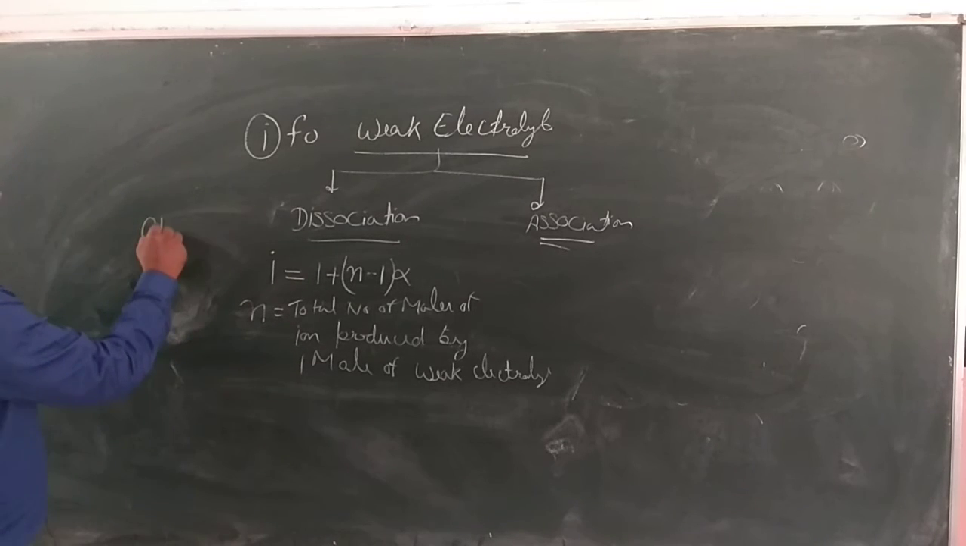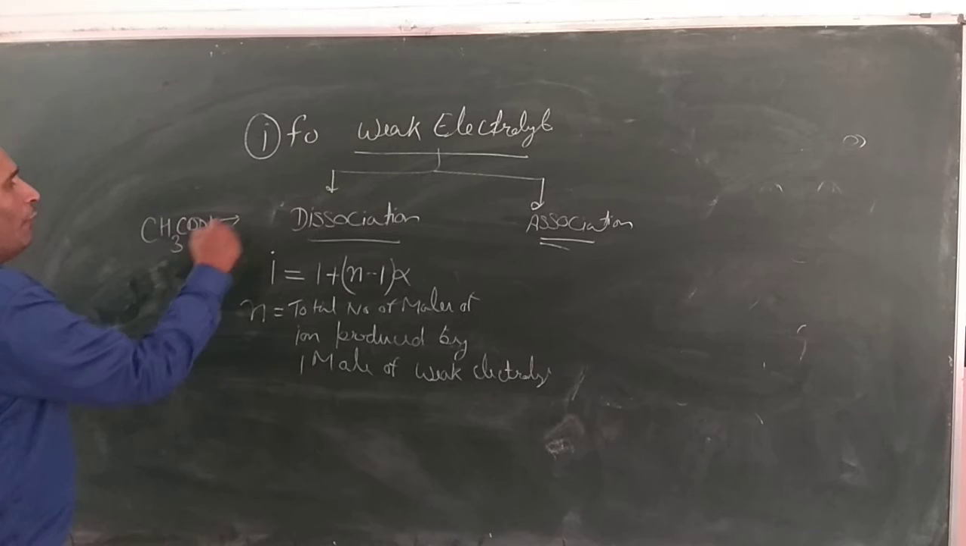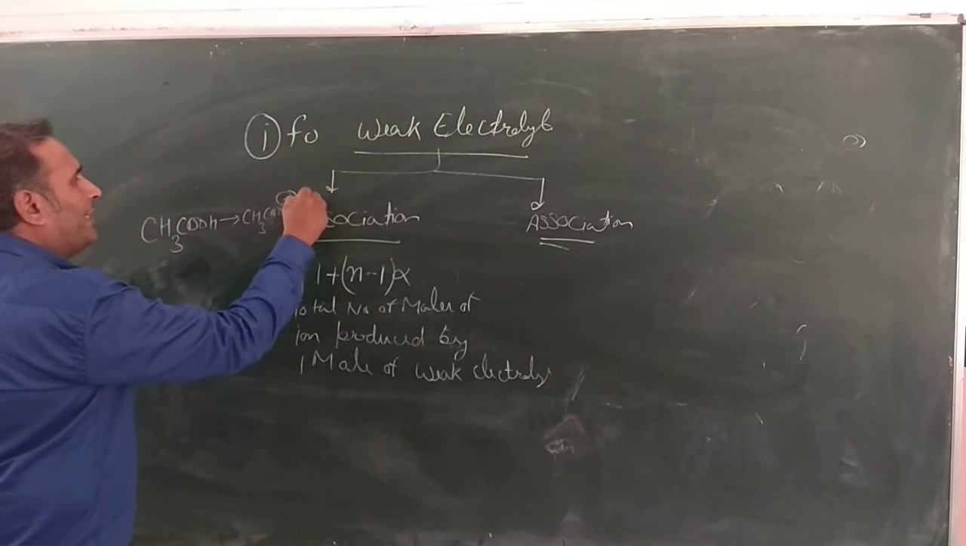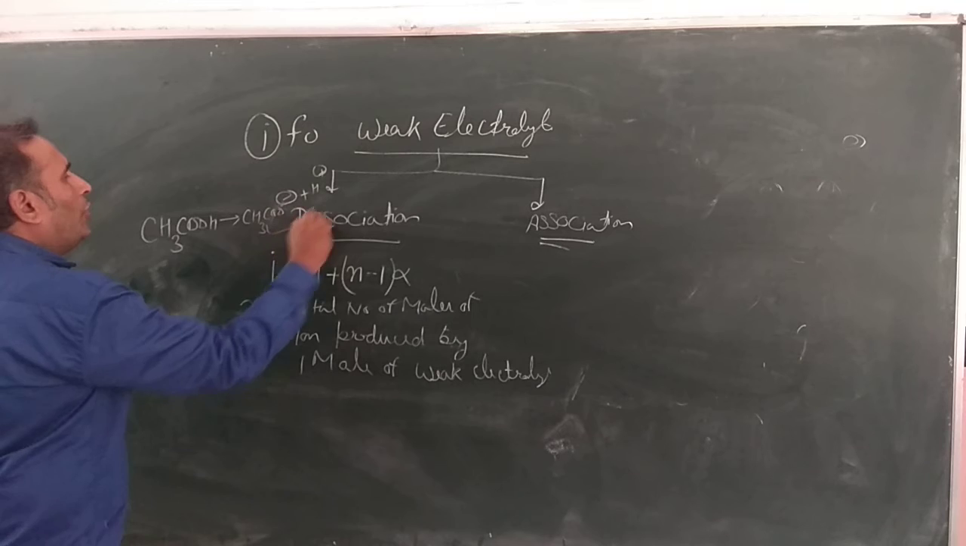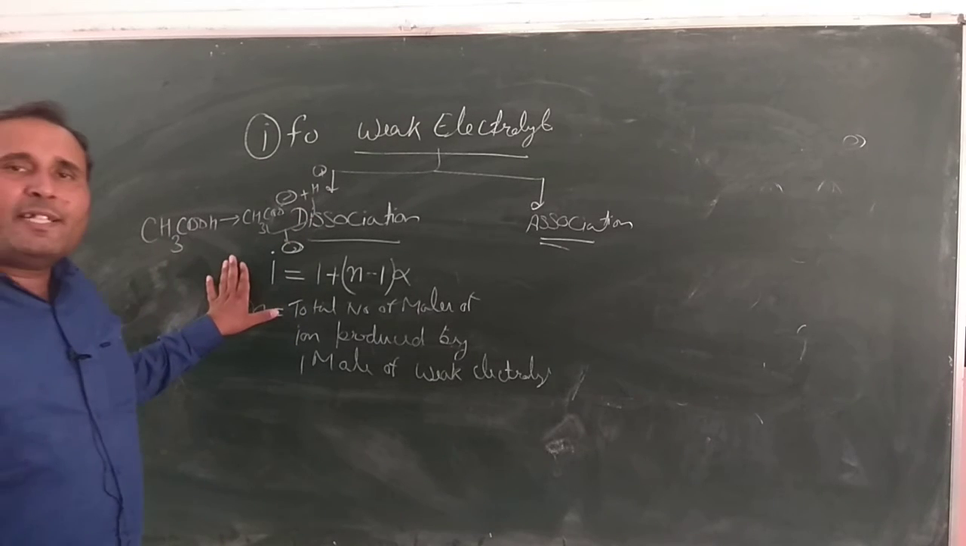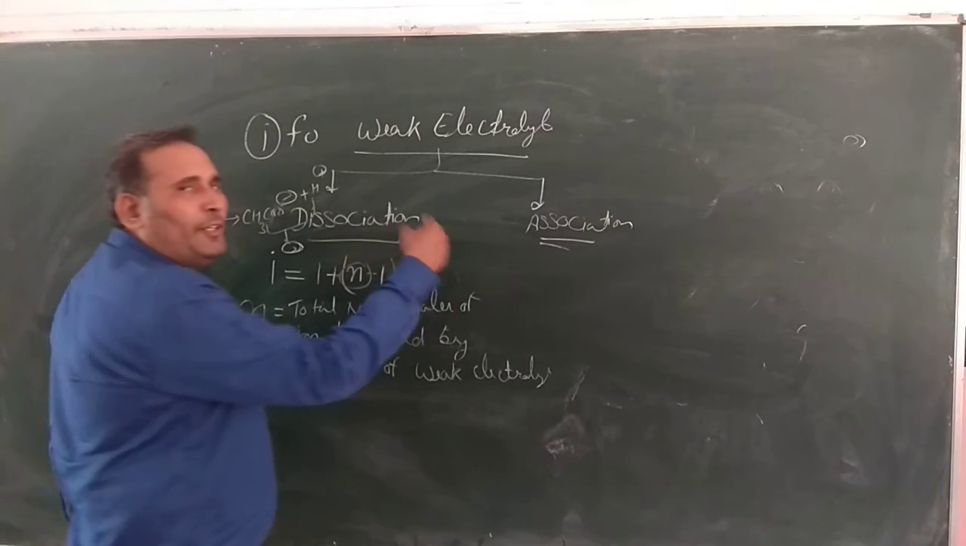Suppose I am talking about CH3COOH. We know that CH3COOH, when added to water, dissociates into CH3COO minus plus H plus. So the total moles of ions are 2. So in the case of CH3COOH or benzoic acid, the value of n is equal to 2.